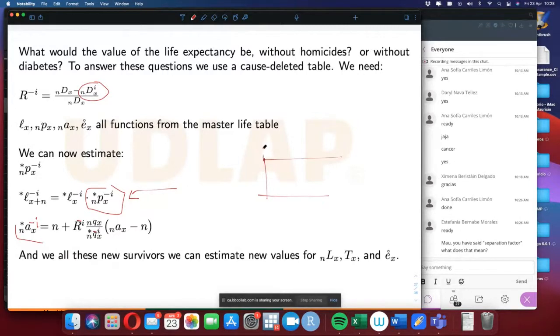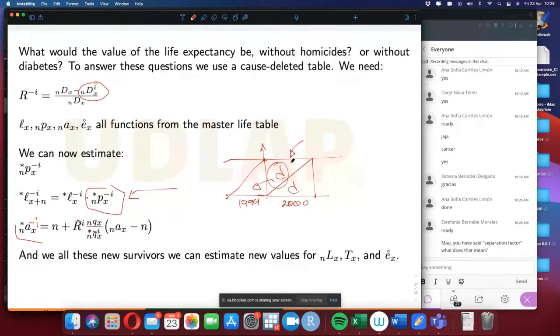Remember that when we have our Lexis diagram, we always have the number of deaths of people dying here, but we also have some people dying here that were born in this cohort, let's say in the year 2000, and these were born in 1999. So the separation factor is taking all the deaths that you have in your population, and it's telling you what proportion actually belong to the previous cohort.